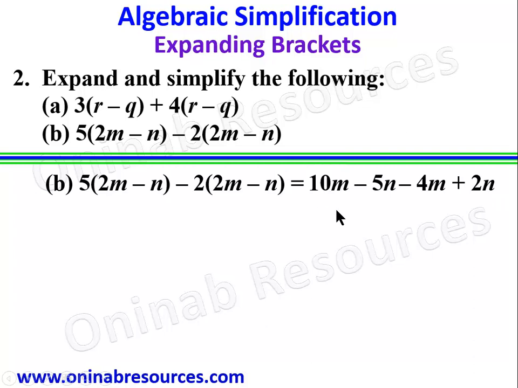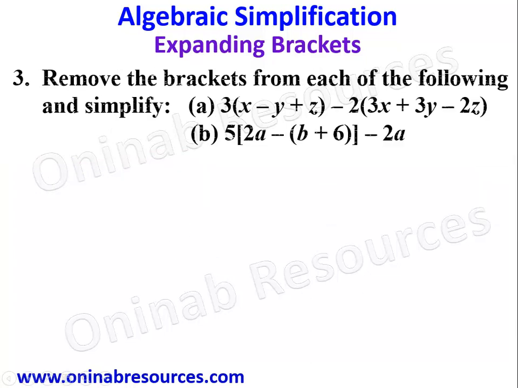Simplifying, we collect this is 10m, this is negative 4m, this is negative 5n, and this is positive 2n. So simplifying these two, we have a 6m, and simplifying this, we have a negative 3n. Negative 5n plus 2n gives negative 3n. So we are done with problem 2. So we go to problem 3.